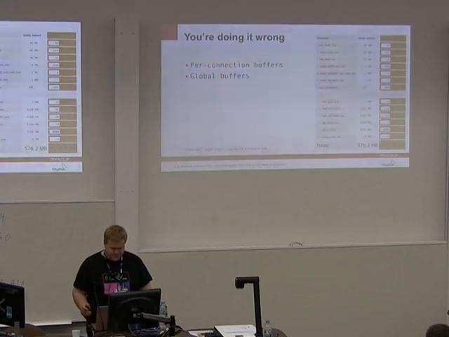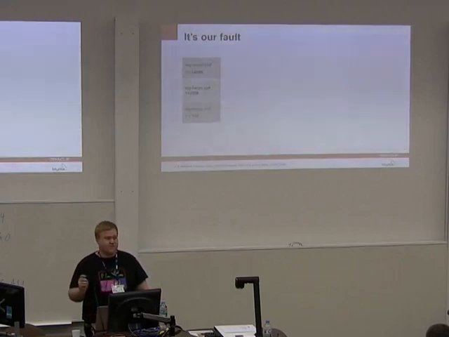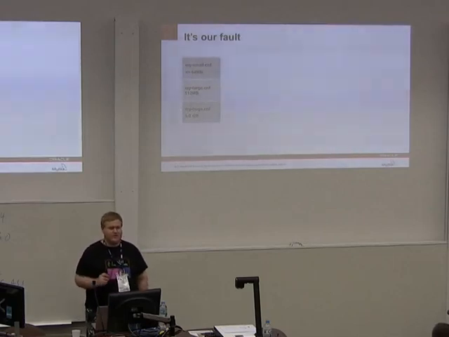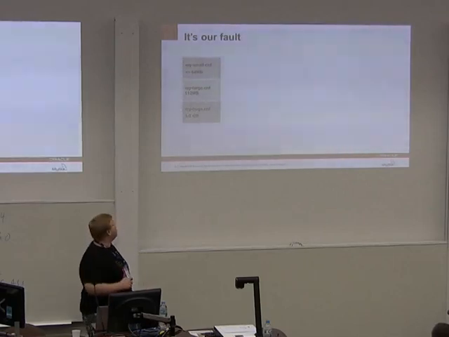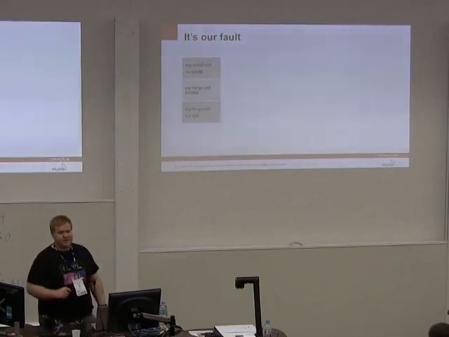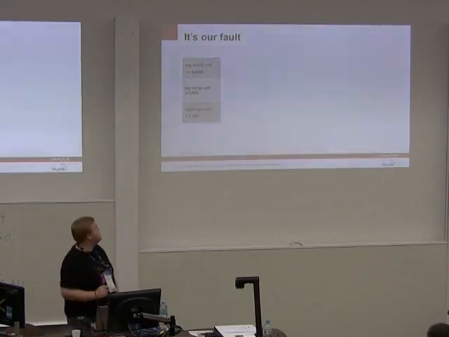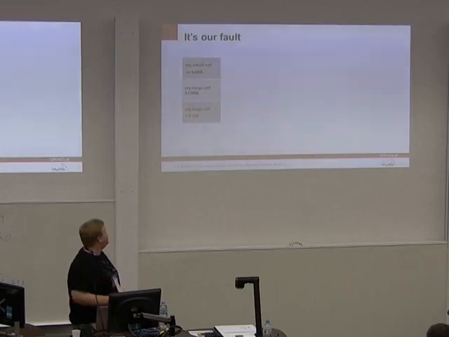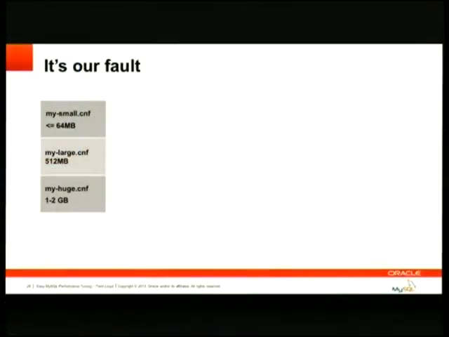Fantastic. It turns out this is probably our fault that this has happened. MySQL has shipped for quite some time with some wonderful example configuration files. They have some great names. We've got mysmall.conf. That's recommended for servers with less than 64 megabytes of RAM. Maybe a Raspberry Pi. We've got mylarge, and that's recommended for up to about half a gigabyte of RAM. And we've got myhuge for 1 to 2 gigabytes of RAM. These files shipped in MySQL 3.23 in April of 2003. That's now 10 years ago, about the same time I was in Perth doing a talk at LCA.